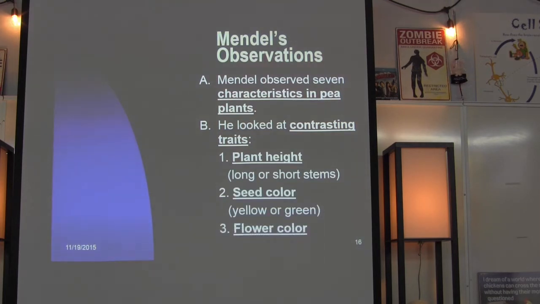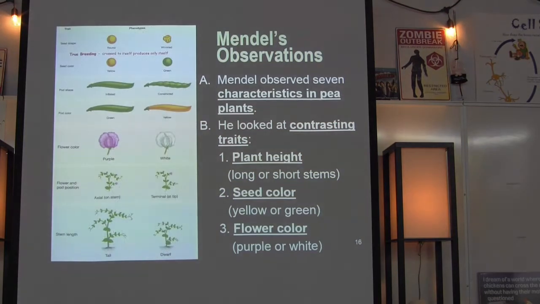And flower color, like I showed you in the very first picture when we looked at his pea plants. You could tell that purple was going to be dominant by doing these experiments, so purple or white. The thing is, he looked at these traits individually, meaning he wasn't looking at plant height and flower color at the same time. He was specifically breeding for height, specifically breeding for seed color, and specifically breeding for flower color, on any of the other 4 traits that are right here in the picture.